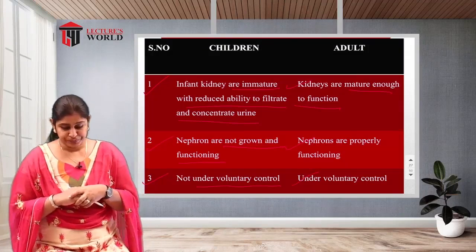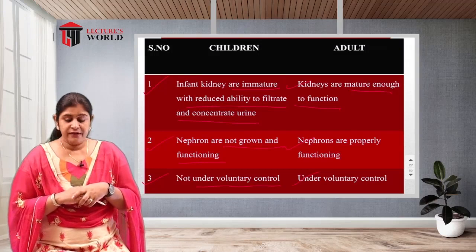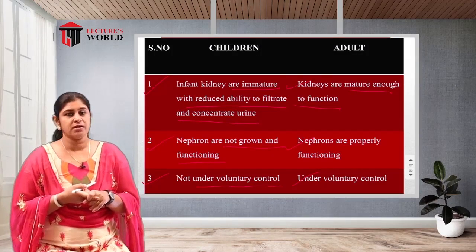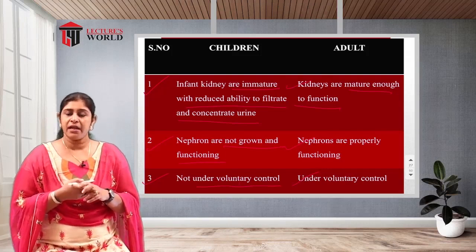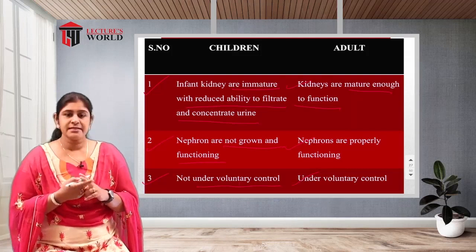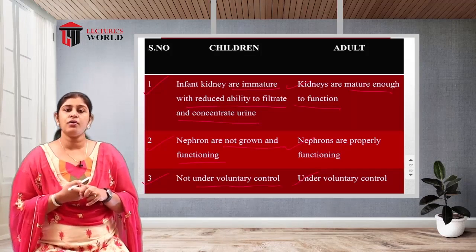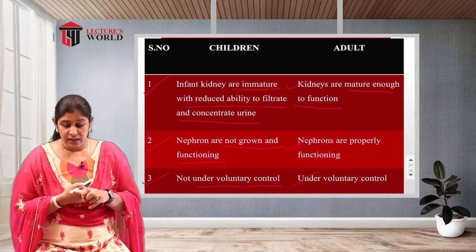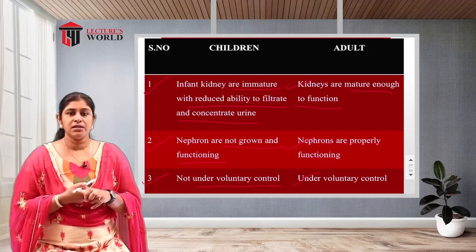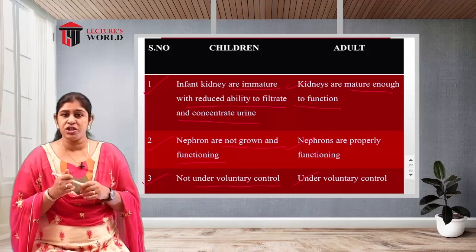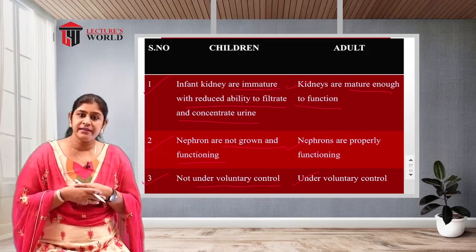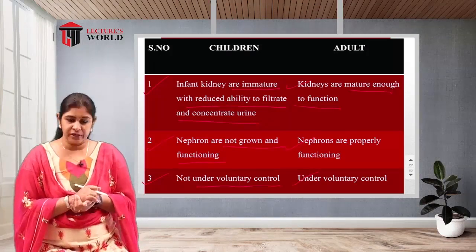So we can say infant kidneys are immature with reduced ability to filtrate and concentrate the urine, and adult kidneys are mature enough and functioning properly. Second, nephrons are not grown and functioning in children, whereas in adults nephrons are properly functioning. Third, children have not achieved voluntary control, whereas adults have already achieved it.